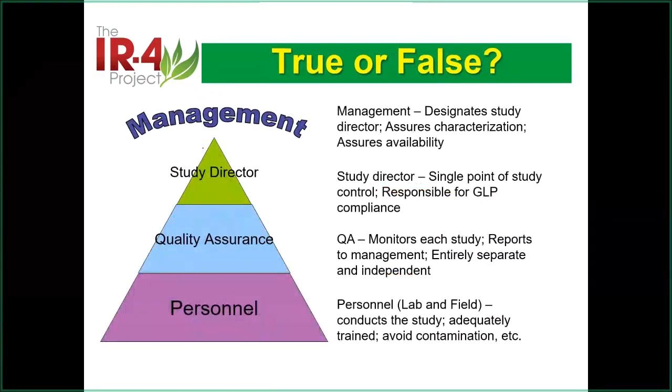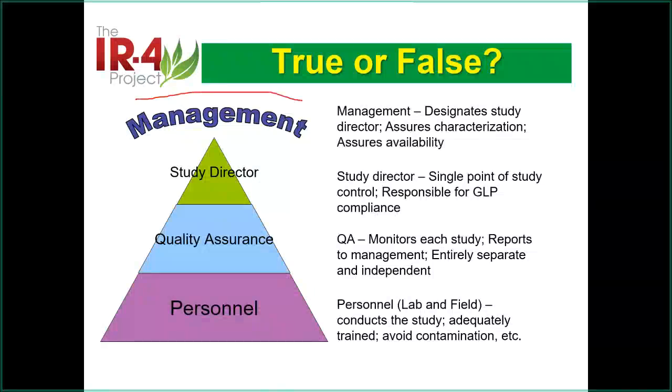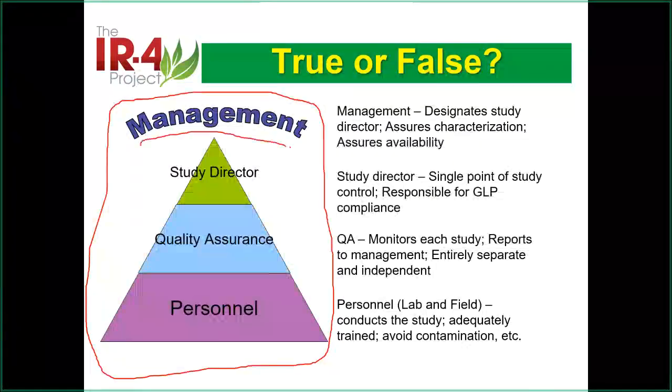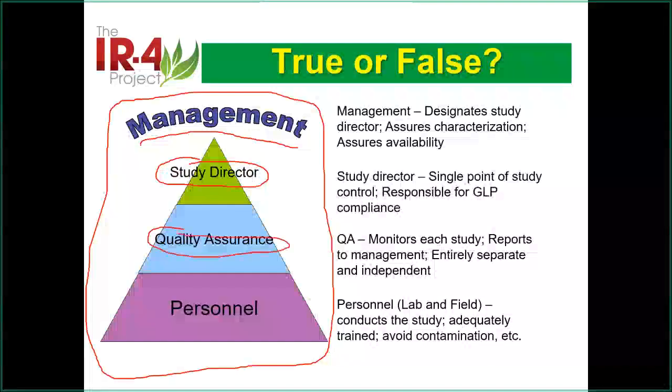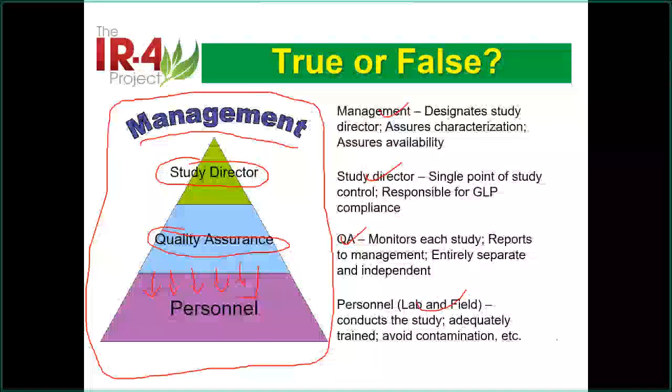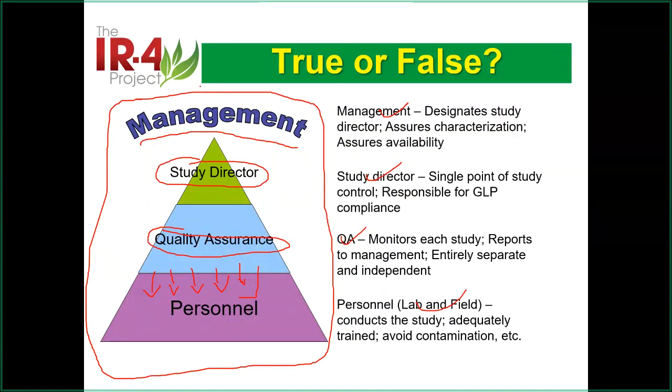Okay. And look at this structure here. Is this a correct organizational structure or not? So the big boss is on the top, followed by the study director. Then QA is under the study director, and all those people working in the study report to QA. And this is the definition: management, study director, QA, and all those field and lab people. So is this correct or not?